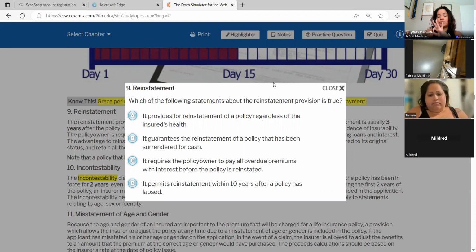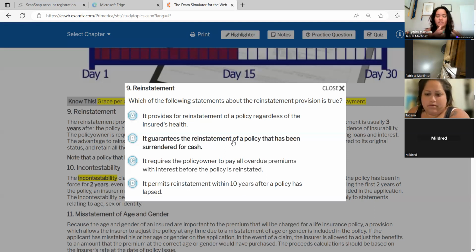It's usually the term is 3 years. Again, every contract will be different, every insurance company will be different, but normally it's a maximum of 3 years. So automatically D will be out of the question. 10 years. Okay. B will be out of the question as well, because a policy cannot be reinstated after it's been surrendered, meaning you already gave it in for the cash value of it.